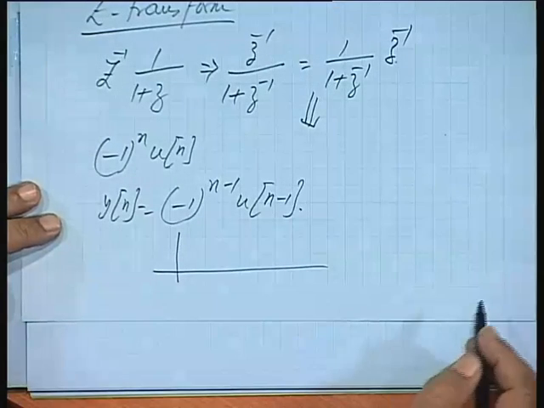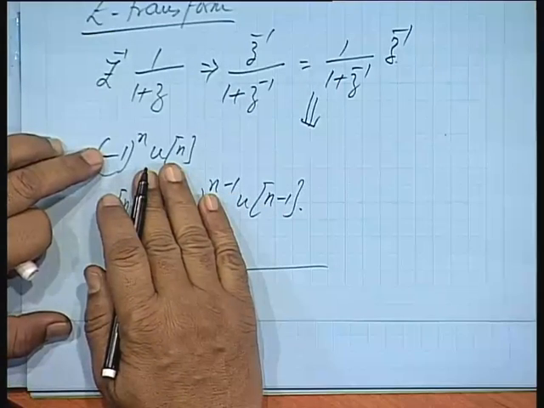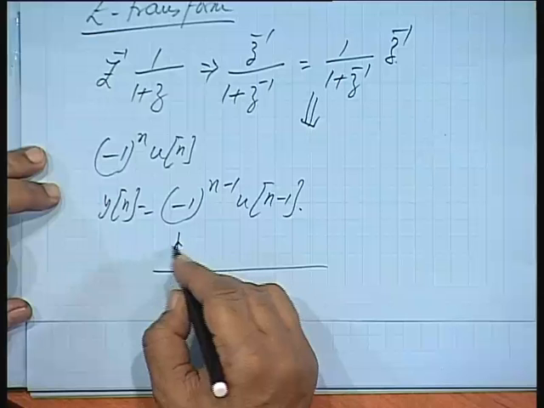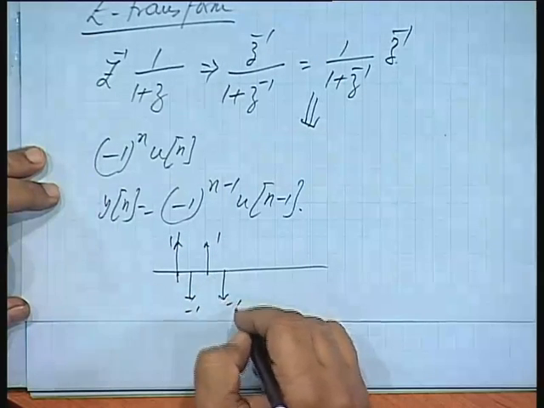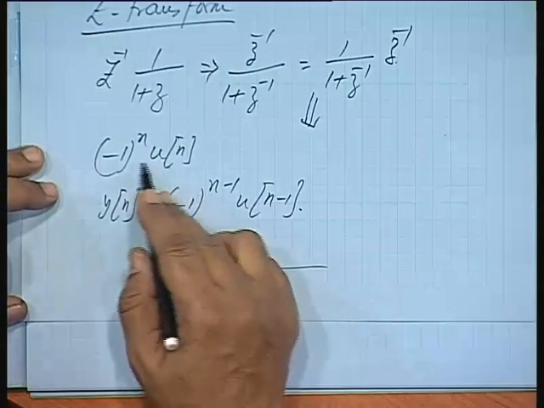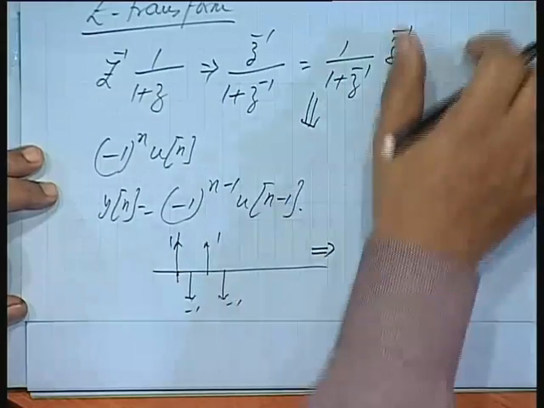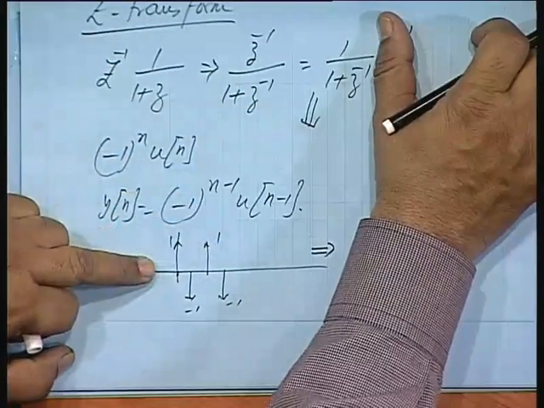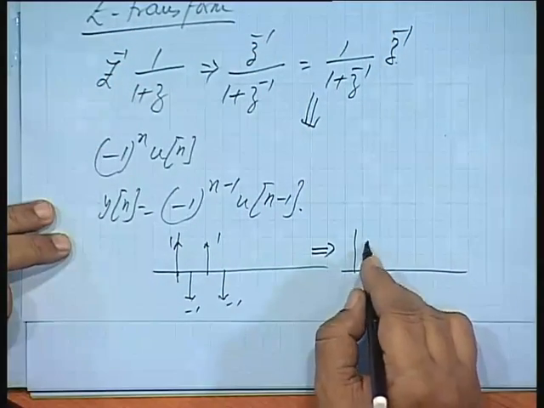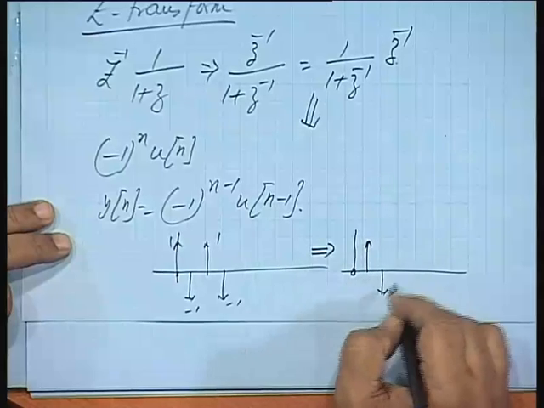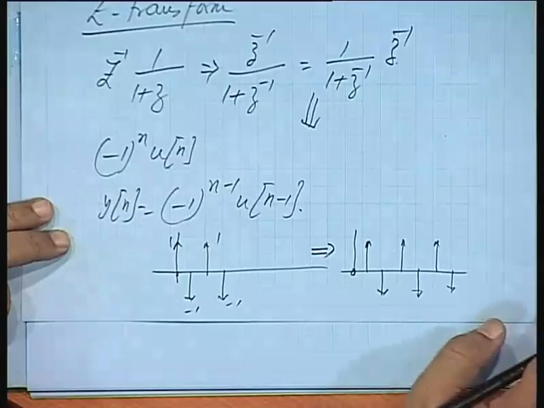Suppose it is a causal system. Had it been only minus 1 to the power n, u n, then when n is 0 it is plus 1, then minus 1, then plus 1, then minus 1 and so on. Since there is a shift of one step, the actual output will be 0, then plus 1, minus 1, plus 1, minus 1, plus 1, minus 1 and so on. Is that all right?